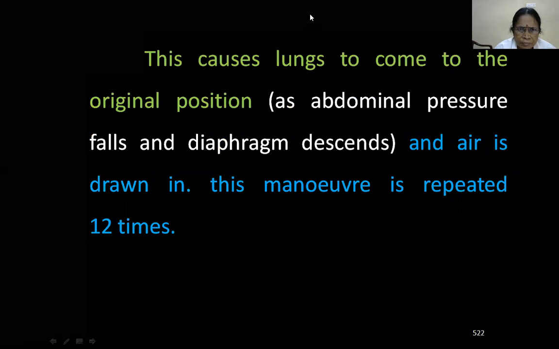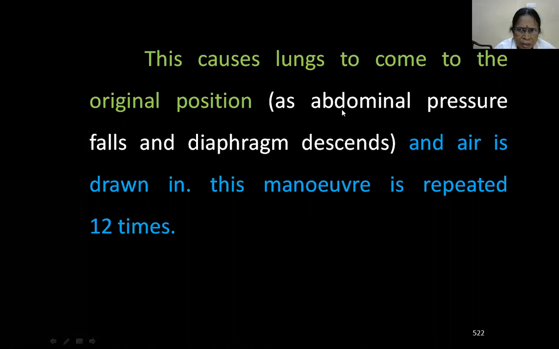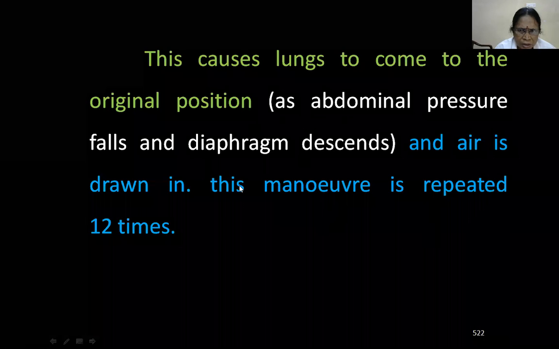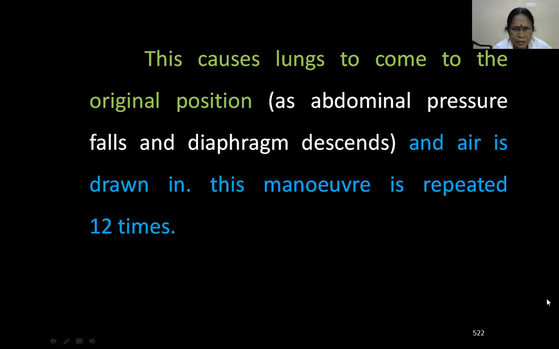After he removes the pressure, the lungs come back to the original position, abdominal pressure falls, the diaphragm descends and air is drawn in. This is passive inspiration, and the cycle is repeated 12 times per minute. That means applying abdominal pressure in a prone position helps expiration, and removing the hands causes inspiration automatically.